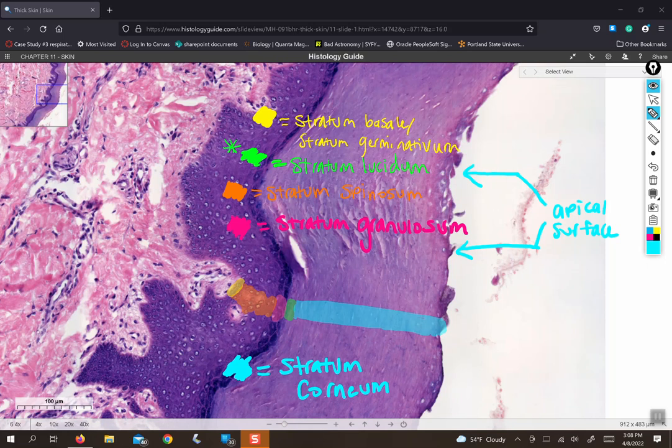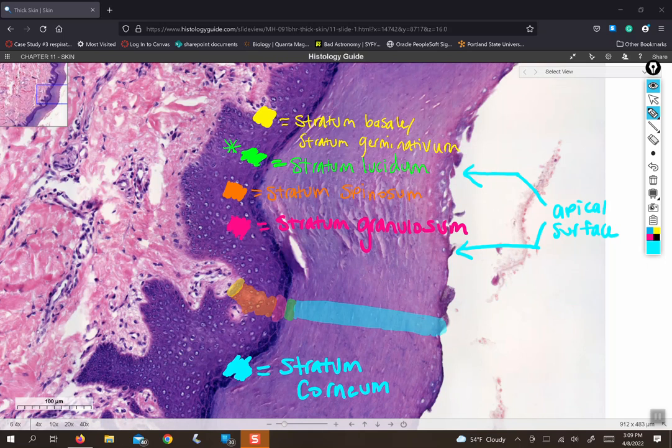So you'll notice that you don't see any nuclei here in this layer, and that's because the cells are dead, not alive. I'll do a little dead smiley face here. So the presence of a nucleus indicates a living cell. So if you don't see any nuclei and you see a big layer of nucleus-free dead cells, that is your cue that that is the stratum corneum.